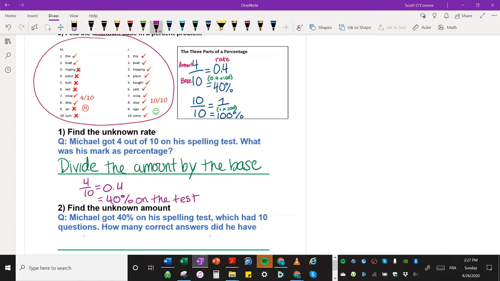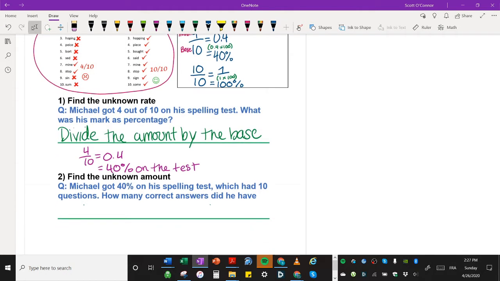Okay, now we can look at number 2. The question is, Michael got 40% on his spelling test, which had 10 questions. How many correct answers did he have? How many correct answers did he get on his evaluation? Let's think about the fraction and the amount, the base, and the rate. What do we know here? 40% is the rate, so we know the rate. And it said it had 10 questions. Where did the 10 go? The 10 is in the denominator, so we know the base.